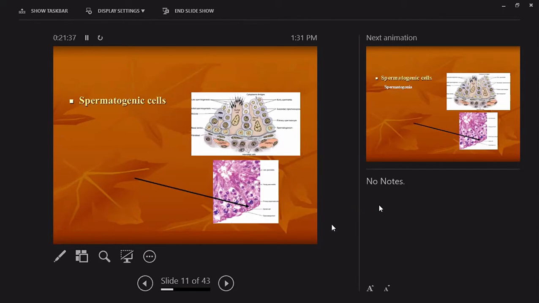You have your zonula adherens. You have learned what is zonula adherens, that keep together the different cells. This is also the site of the blood testis barrier.